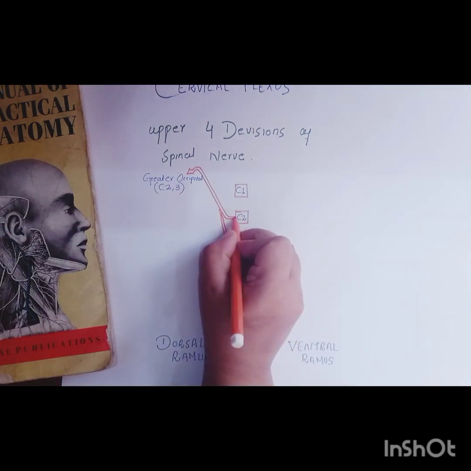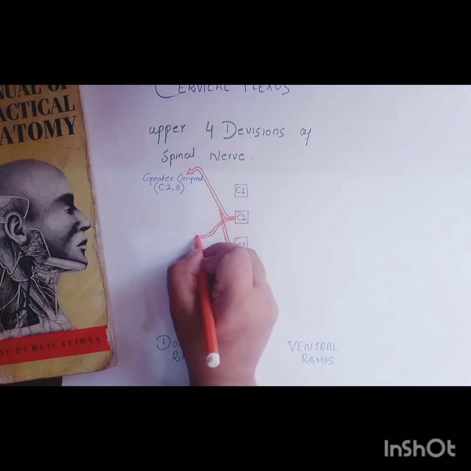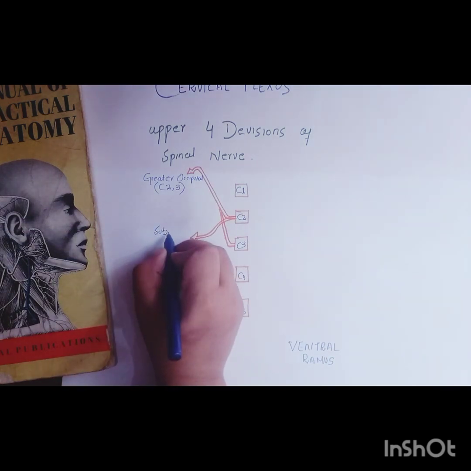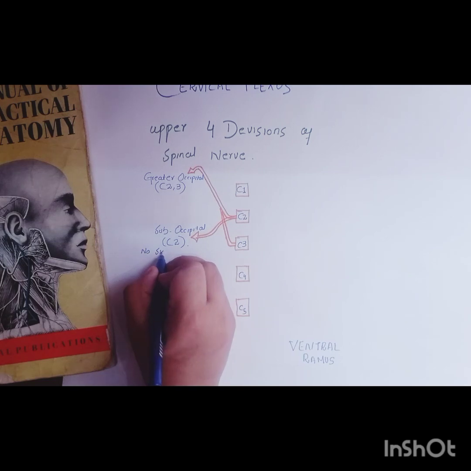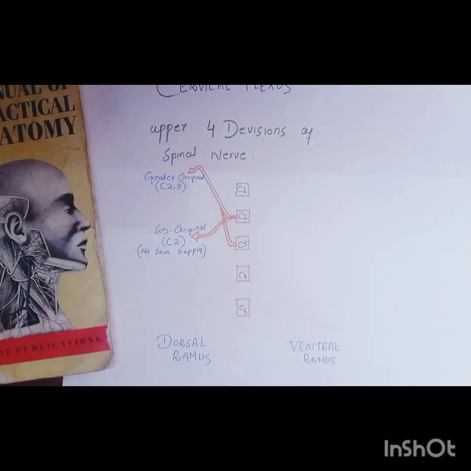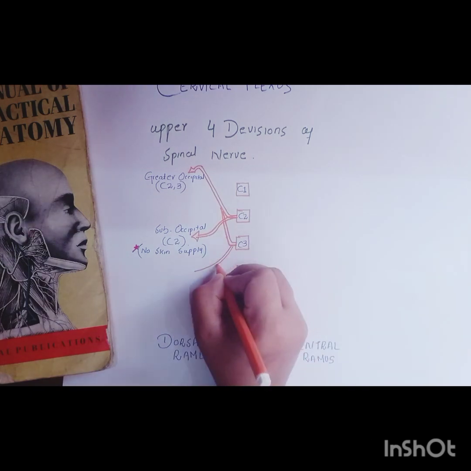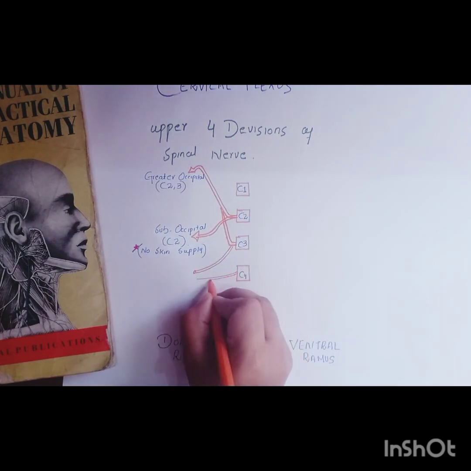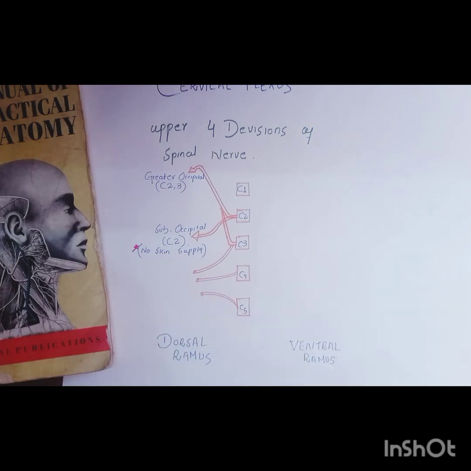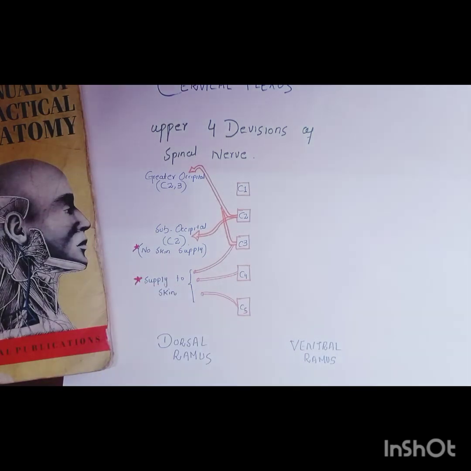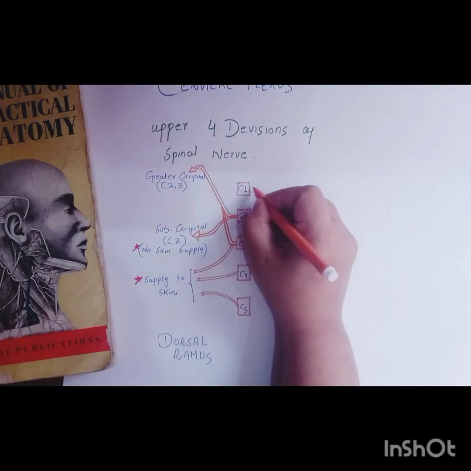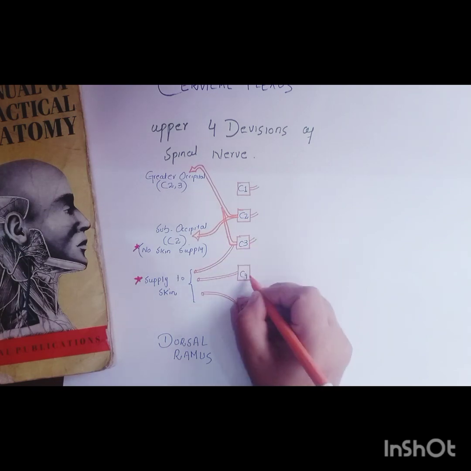The second branch solely arises from the second cervical vertebra, known as the suboccipital nerve, and it does not supply the skin of the back. The third nerve, the other branches arise individually from C3, C4, and C5, and basically they supply the skin of the back of the neck.